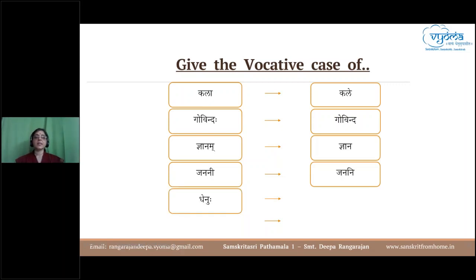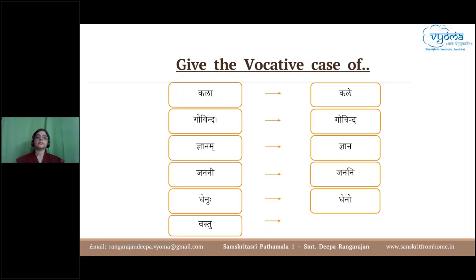Dhenuhu is Ukaranta Strilinga Shabdaha. Yes. He Dhenu. Like Guru only it is, even though it is Strilinga. He Guru. Here it is He Dhenu.